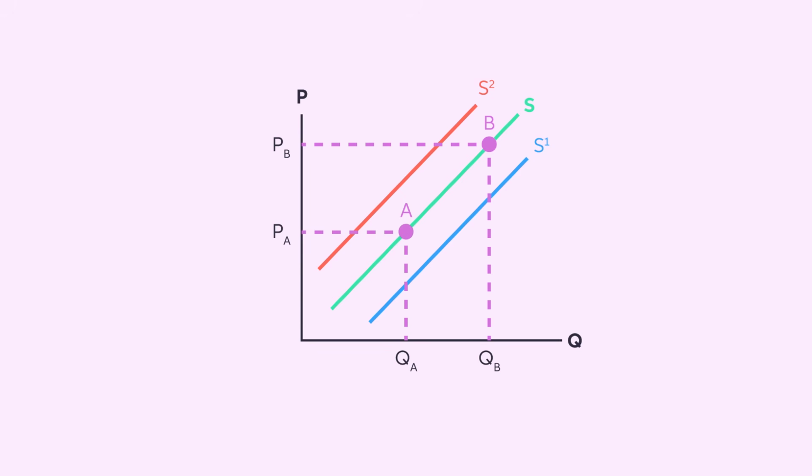As we can see, generally the supply curve shows the relationship between price and quantity supplied while holding all other supply determinants constant. If any of these other determinants change, then the supply curve shifts.